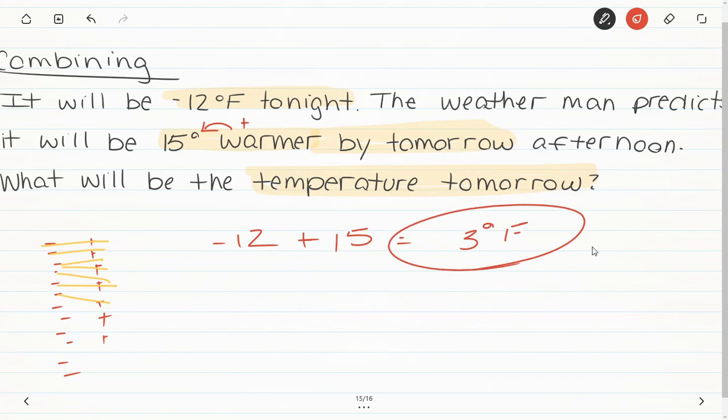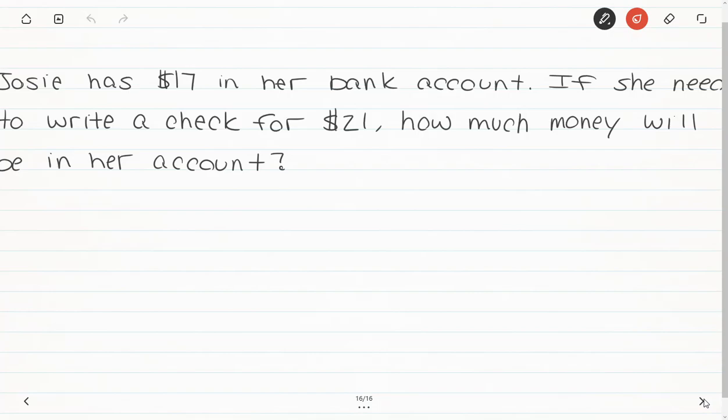You could also use the number line, where you are starting at negative 12, and then you add 15 to move forward on the number line, and you'll end at positive 3. Looking at the next one for combining integers, go ahead and take a second, copy it down, and then we'll talk about it.